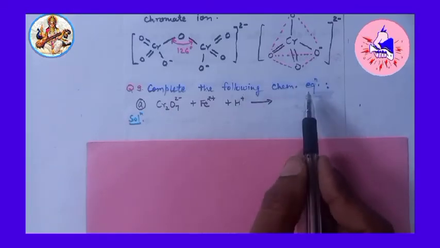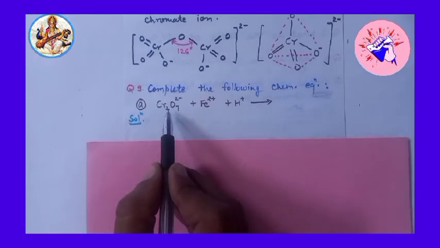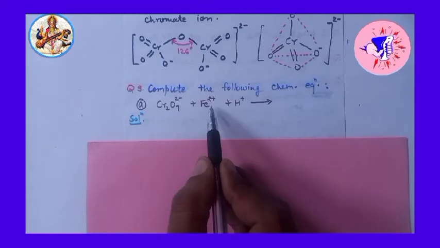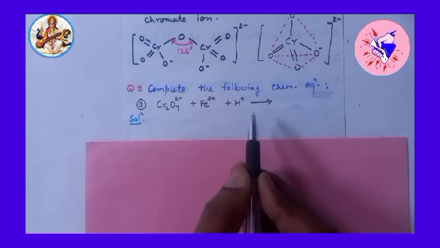Next, question 9: complete the following chemical equation. First, Cr2O7 2- plus Fe2+ plus H+.